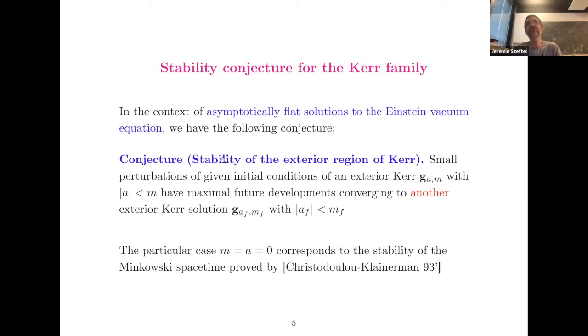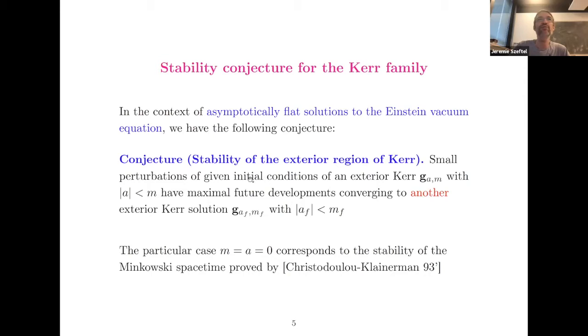First of all, this is not the stability of the whole space-time. It's just the stability of the exterior of the black hole. In fact, the interior of the black hole is conjectured to be unstable. It's also a very interesting problem, but here I'll stick to the exterior, and therefore to the stability conjecture of the exterior region of the black hole.